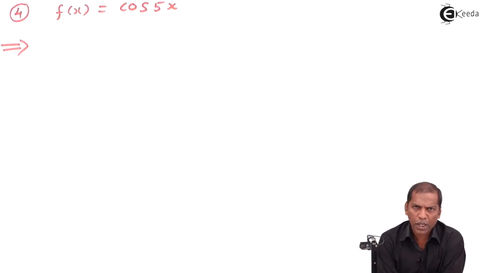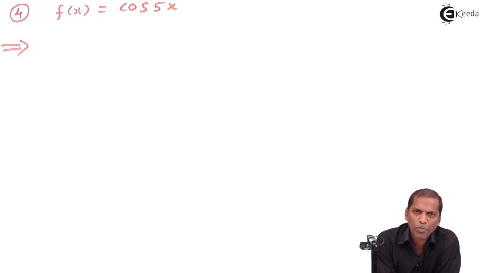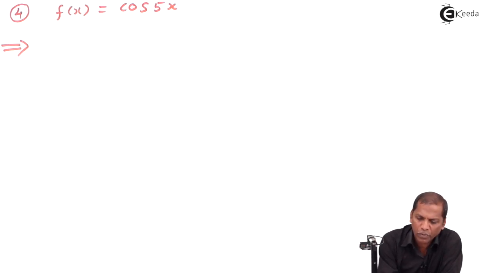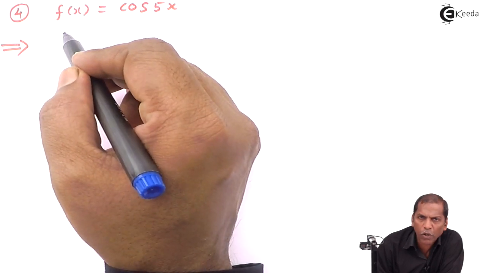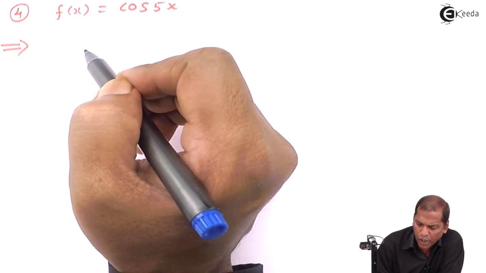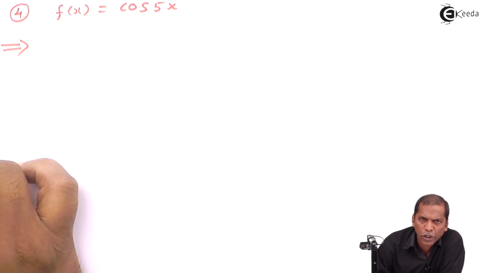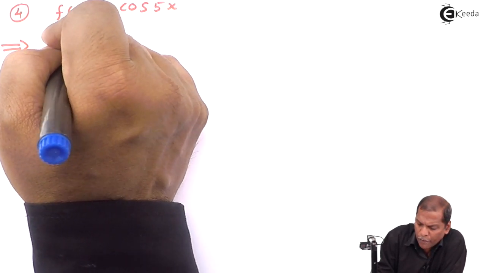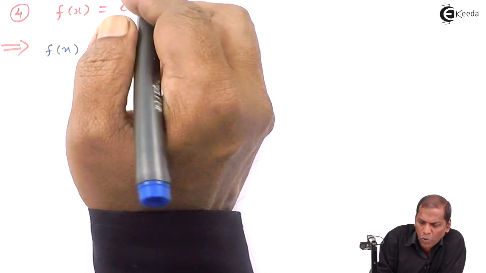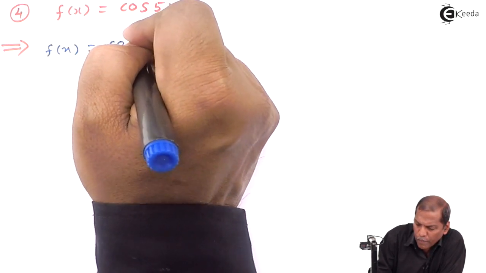Hello friends, now we see problem number 4, which is also based on the first principle of derivative of the chapter derivative. Problem number 4 is f(x) is equal to cos of 5x. Now let's see the solution. The solution is quite simple. First of all, we start with f(x) is equal to cos of 5x.